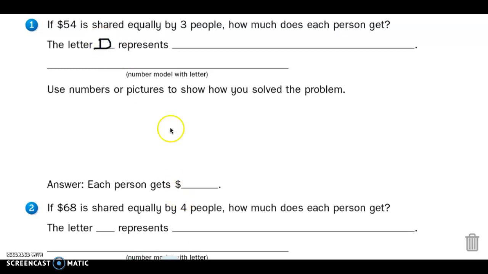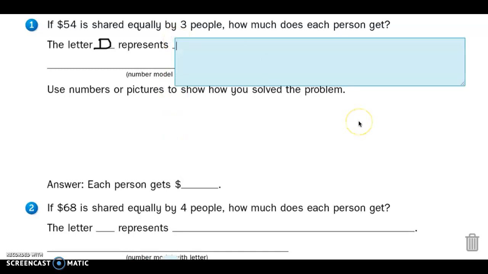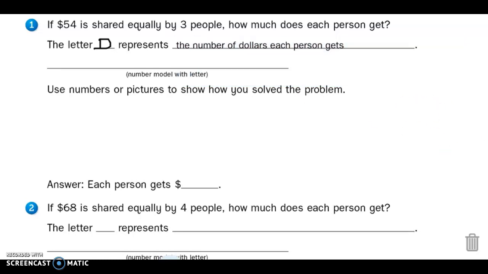And what does it represent? Well, it represents the number of dollars each person gets. That's what D is going to stand for in my number model. So make sure you write that in. It's a pretty understandable letter that we would use because we're talking about it.